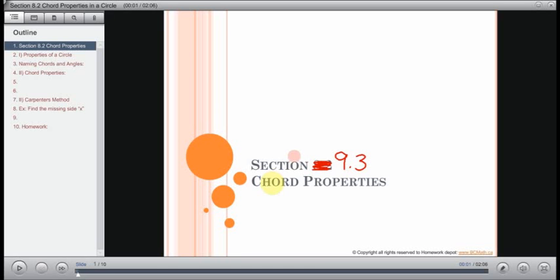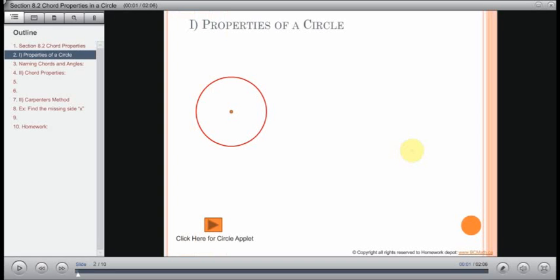Next up is chord properties. What are chords and what do they have to do with circles in this unit of circle geometry? But before we get to that, I just want to go over some terms that have to do with circles that we keep mentioning over and over again. I just want to get it all out now.